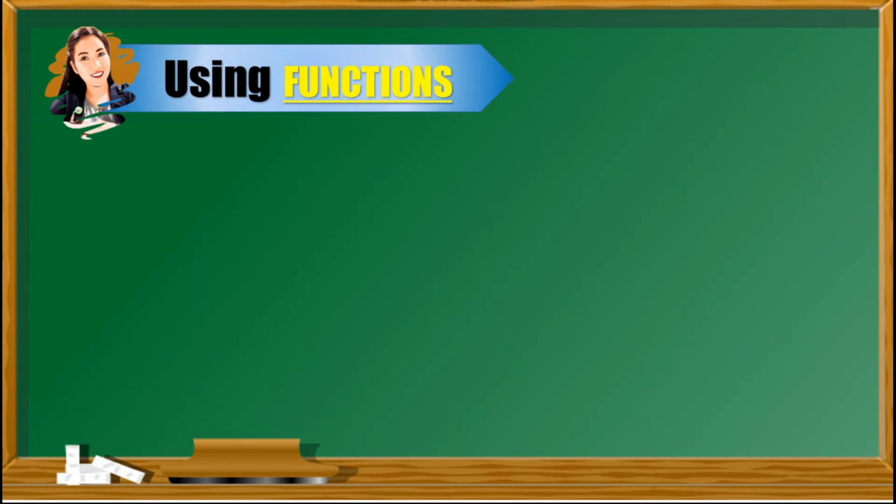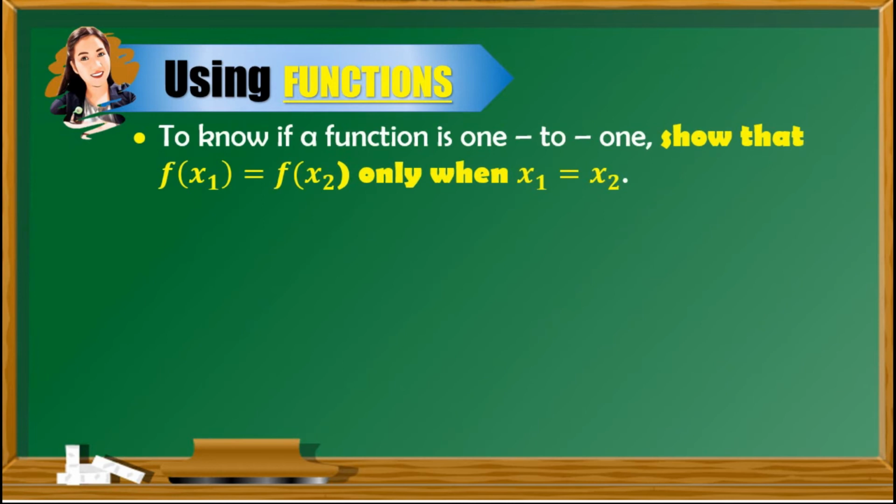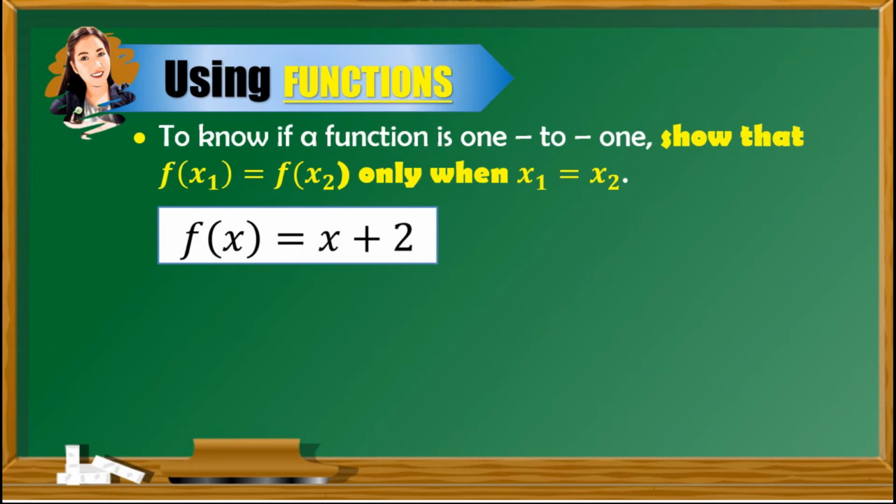How about using functions? To know if a function is one-to-one, we need to go back to the definition. Show that f of x sub 1 is equal to f of x sub 2 only when x sub 1 is equal to x sub 2. Let's have an example. Let's say the function is f of x is equal to x plus 2.